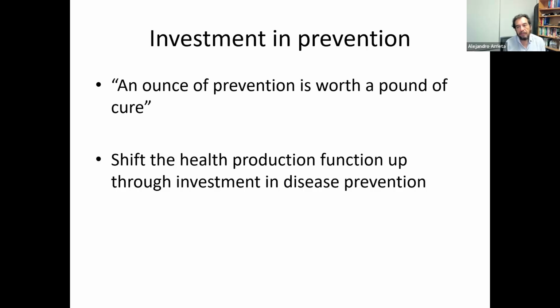Now, let's think about a way to shift the production of health up, and that's good preventive care, right? Investment in prevention. You know, an ounce of prevention is worth a pound of cure. That goes to say that yes, prevention can avoid more expensive care, right? So if you have a good prevention system, you can avoid a person with diabetes getting their leg amputated, or becoming blind, or all other consequences of that disease.